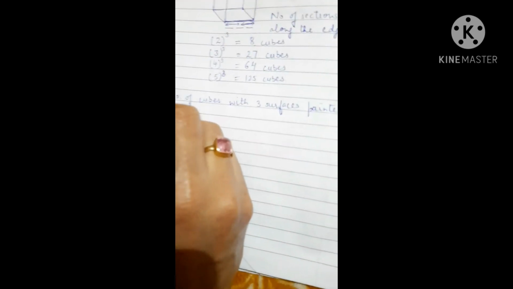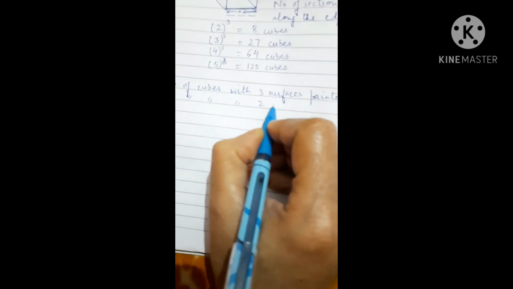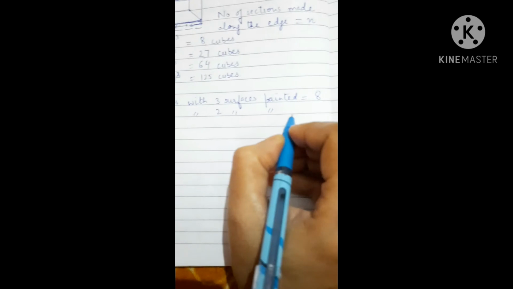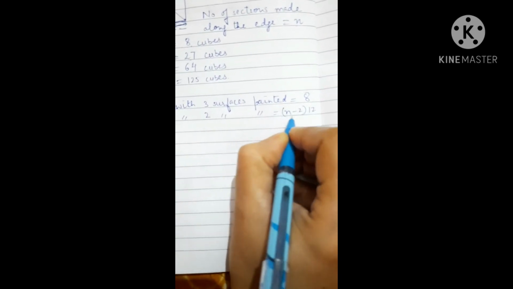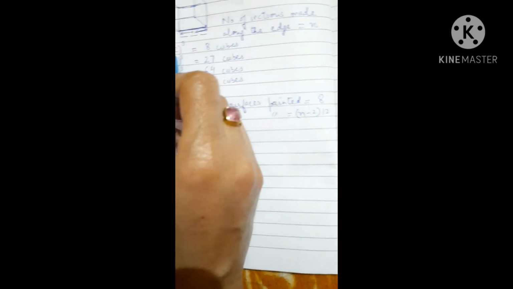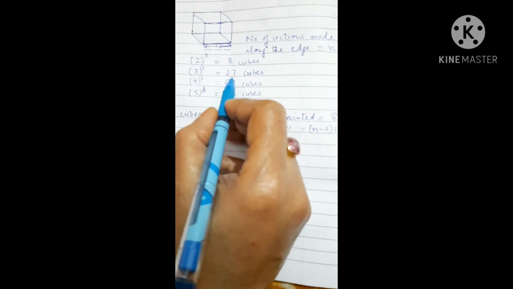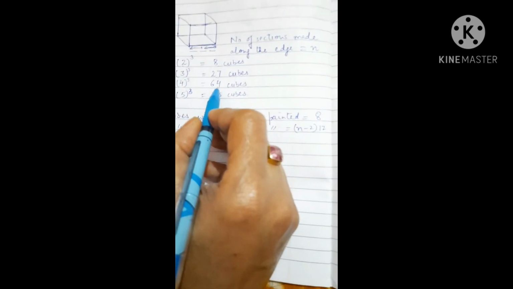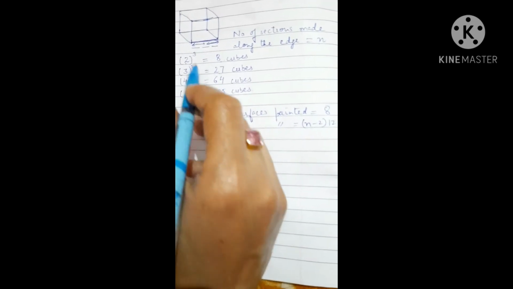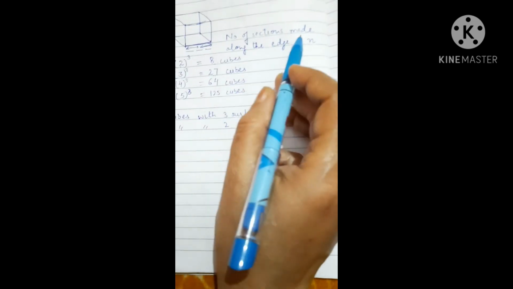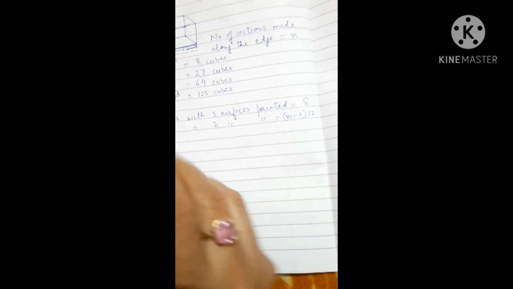Now, if we have to find the number of cubes with 2 surfaces painted, then your formula becomes (n minus 2) into 12. What is this n now? n is 2 here if 8 cubes are formed. If 27 cubes are formed, n is 3. And if 64 cubes are cut, n is 4. So what is this n? n is the number of sections which are made along the edge. So just put this formula and find the answer.